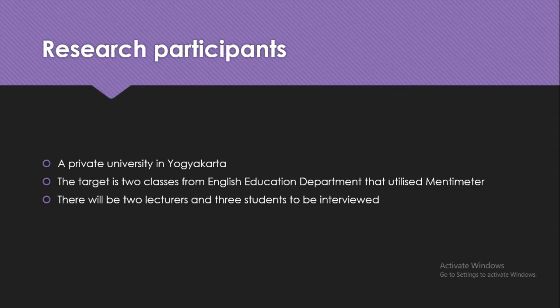The second is about the research participants. I will conduct the research at a private university in Yogyakarta, in two classes from the English Education Department that utilize Mentimeter. There will be two lecturers and three students as my interview participants. The consideration in choosing the participants is their exposure to Mentimeter, and whether the class uses Mentimeter in the classroom or not. That is the consideration for choosing this category of participants.